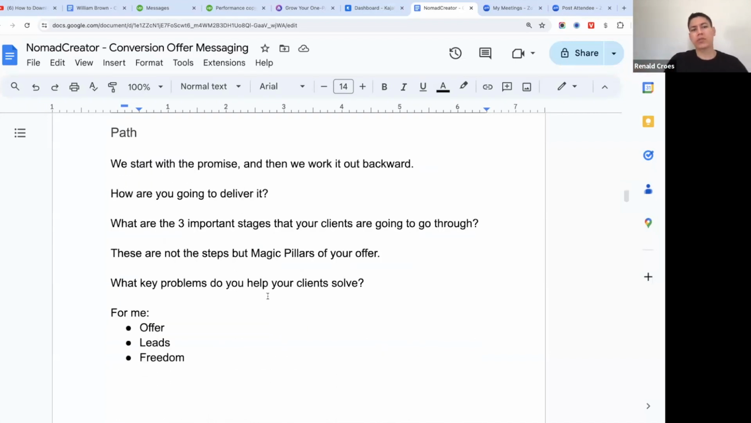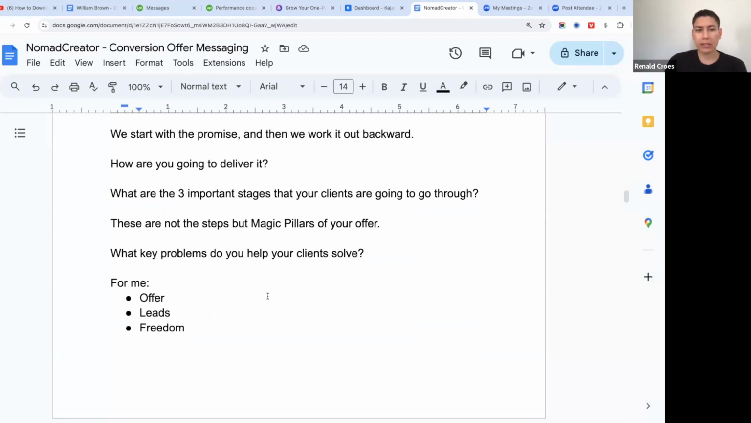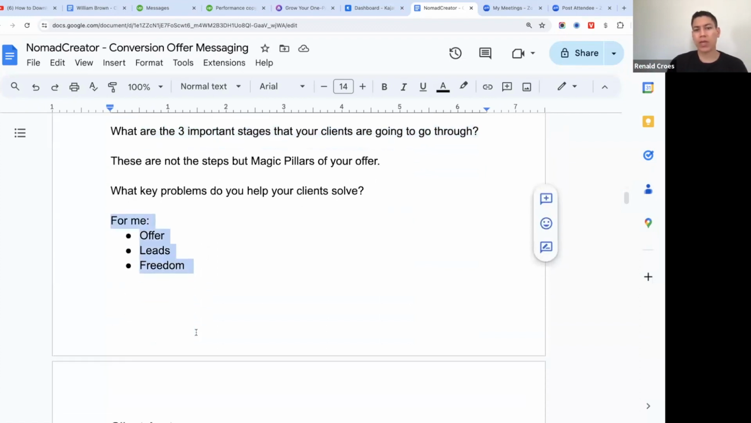Okay, so let's talk about the path, the thing that they have to walk through in order to get the outcome. When we talk about that thing, we have basically 3 stages. Specifically the process or the path they walk through in order to get results. These are the 3 ones I personally focus on. Okay, offer, leads, and freedom. So when I want to help people, I first look at the offer. Okay, what can we do with it?